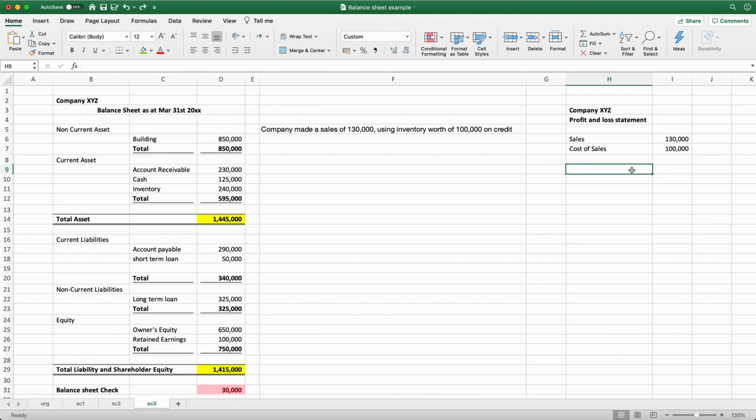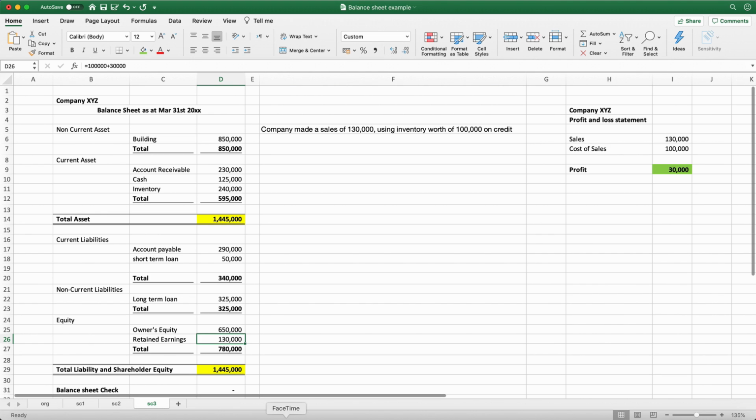And we will be left with only one section, which is related to profit. So I'll start calculating the profit. 130,000 minus 100,000 is going to become 30,000. And this profit is going to move to retained earnings, which we said is the accumulated profit. So 100,000 is going to become 130,000. And we're done with our third and last example.